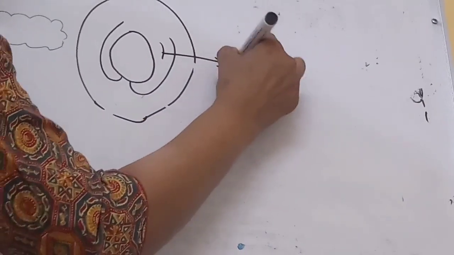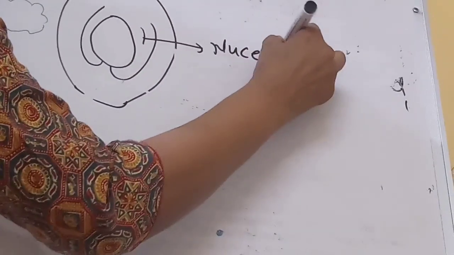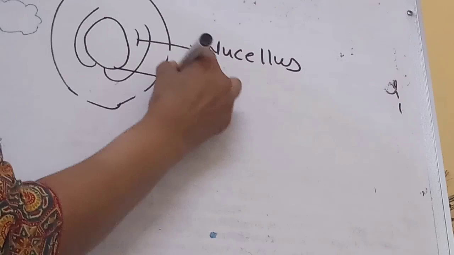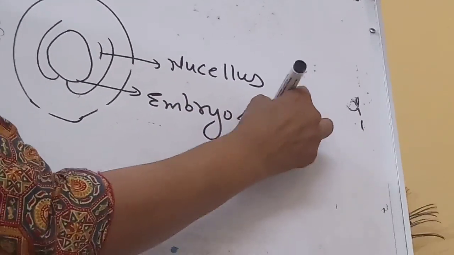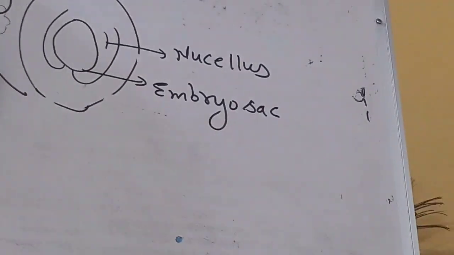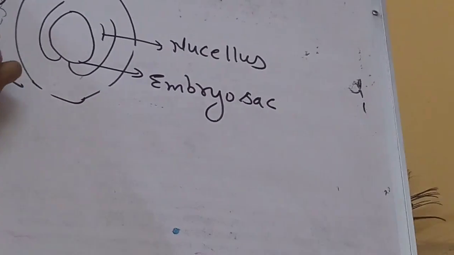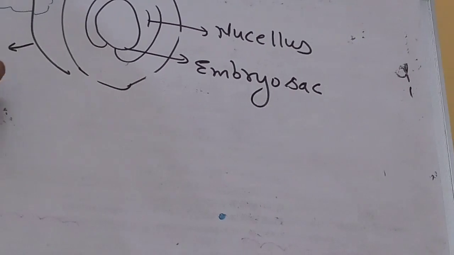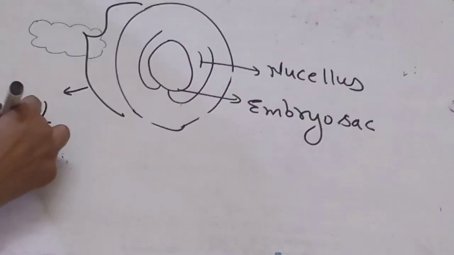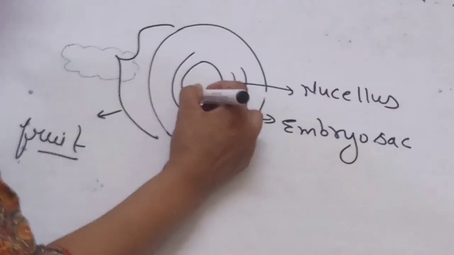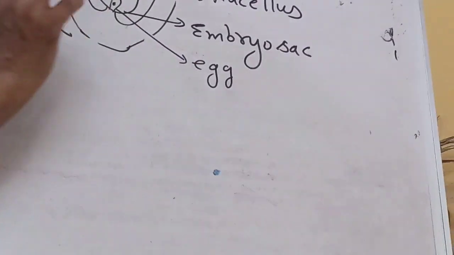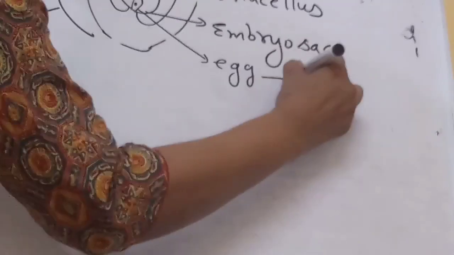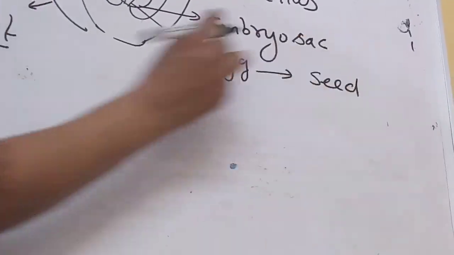This part is called nucellus. This part is called embryo sac. This whole part is the ovary, and after fertilization this ovary becomes the fruit, the edible part. This part is an egg, and if the egg is fertilized, it produces the seed.